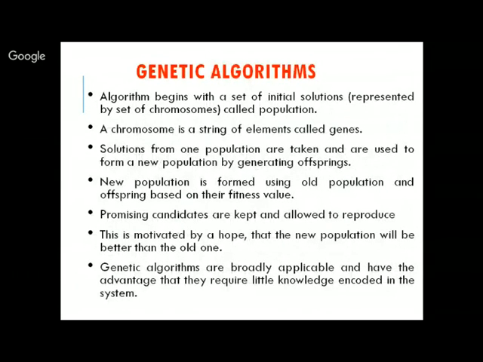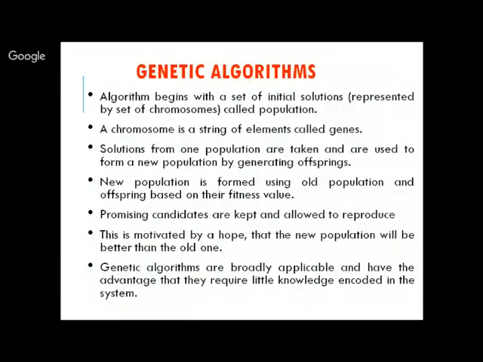So what we do is we have a set of initial solutions. We have lots of values as initial values. Here they call them chromosomes, and otherwise we call it a population. Now a chromosome is a string of elements. Chromosome means small elements, and they are known as genes. Now solutions from one population are taken and used to form a new population by generating offspring.